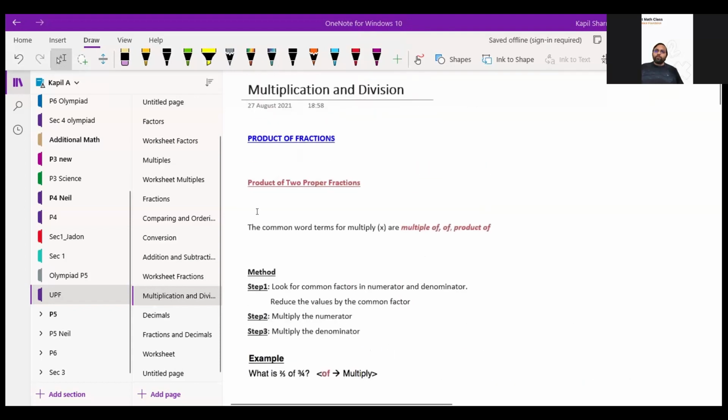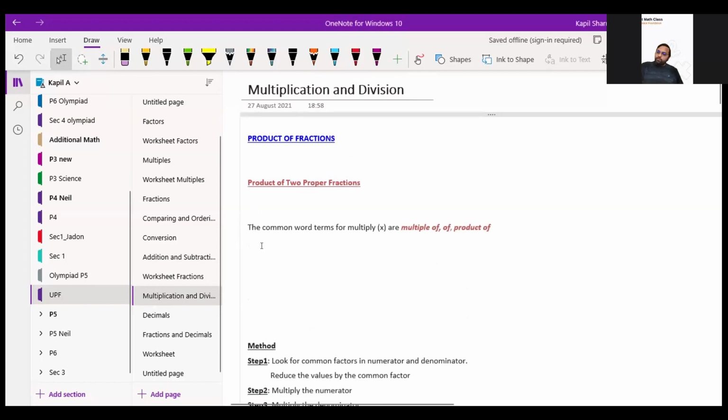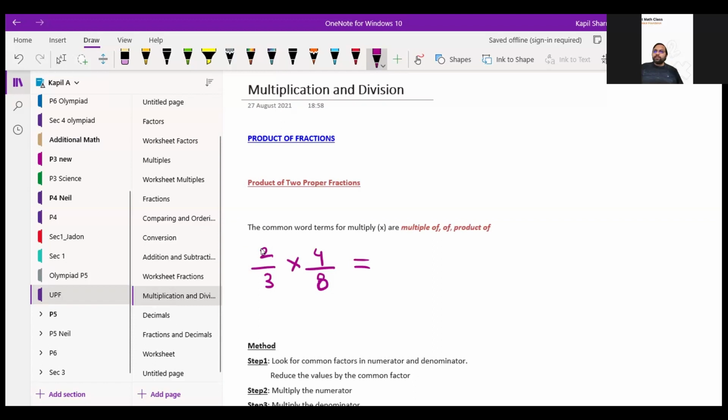So what do we do? Let's say you have two fractions. Okay, so to multiply two fractions, you just need to multiply the numerators and denominators separately. Okay, that means multiply these two and these two. We have been doing that, while finding equivalent fractions. So it's simply 2 times 4 is 8 upon 3 times 8 is 24. Okay? That's all.